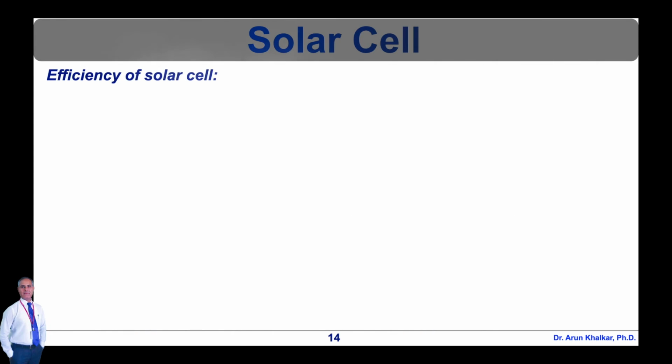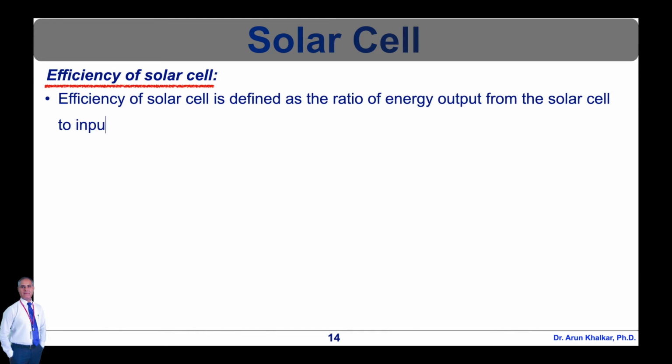Now let's see the next important parameter of the solar cell, which is the efficiency of the solar cell. Efficiency of a solar cell is defined as the ratio of energy output from the solar cell to the input energy from the sun. The efficiency is the most commonly used parameter to compare the performance of one solar cell to another.